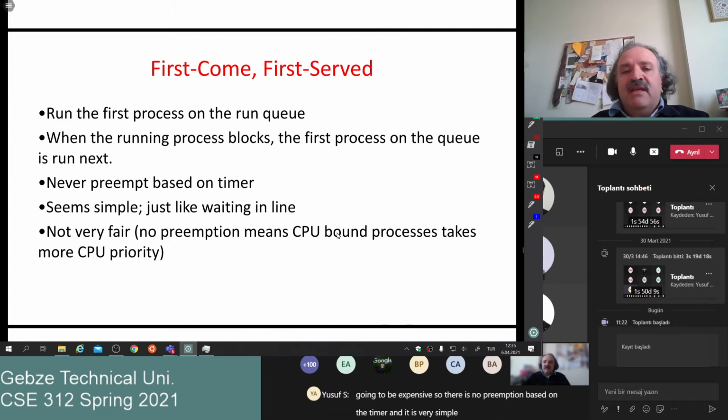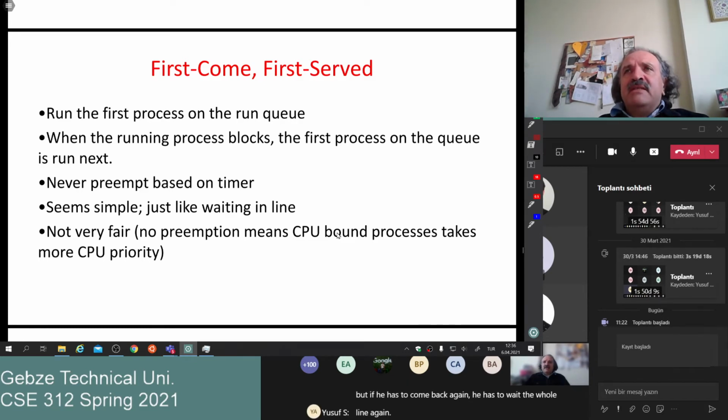Okay, it's just like waiting in the line. Of course it is not very fair. It's like waiting in the line again. I mean, let's say three people are waiting in the line. The person in front of the queue is handled, but if he has to come back again, he has to wait the whole line again.